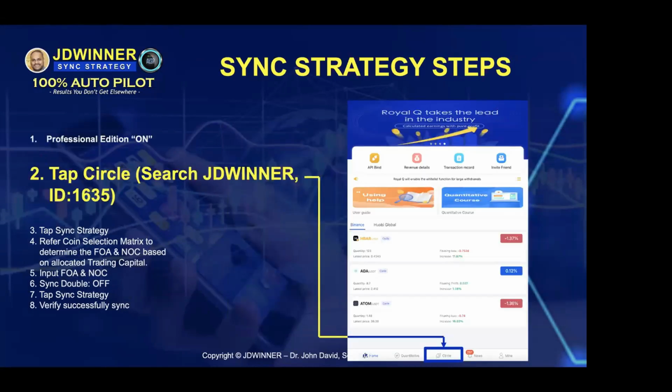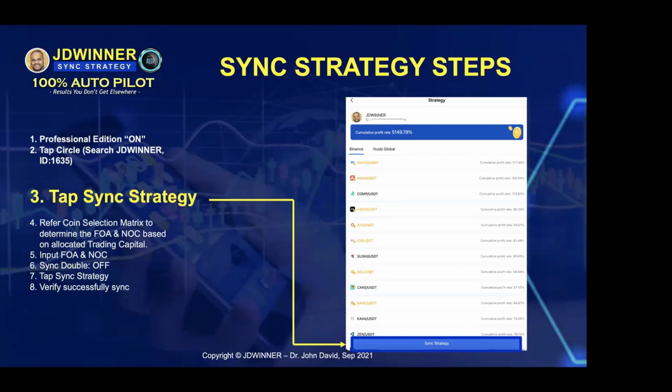And then you tap on the circle, the JD Winner circle, which is 1635. Once you click the circles, you will be able to see JD Winner. Make sure you click JD Winner, and at the bottom there you will see the sync strategy. Please understand, you can sync with 2 exchanges at the same time for one bond. You can sync with Binance, and you can also sync with Huobi Global. Each of these exchanges has 30 coins each.